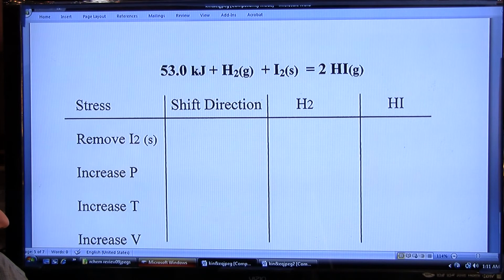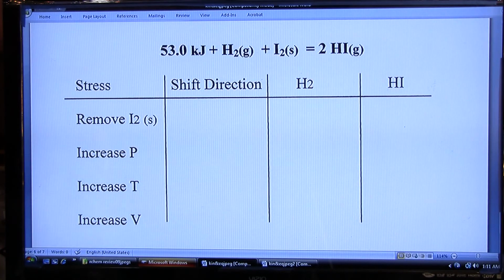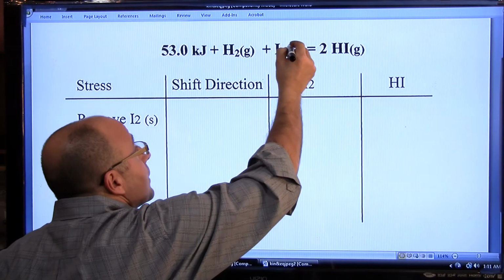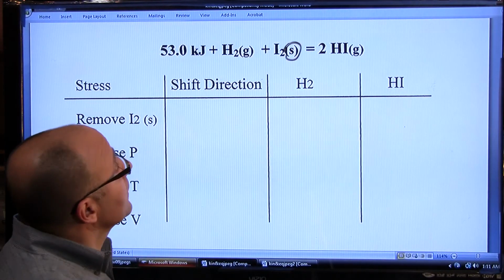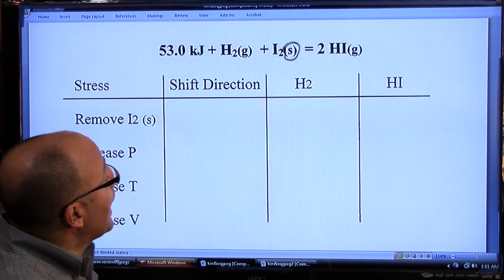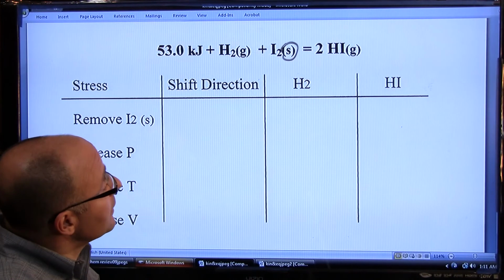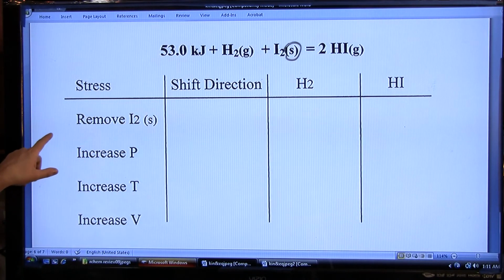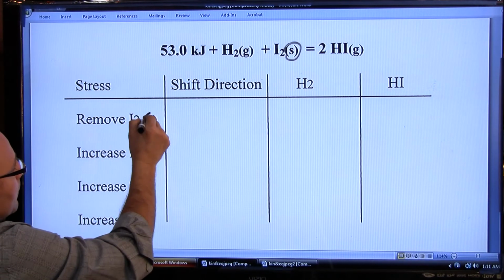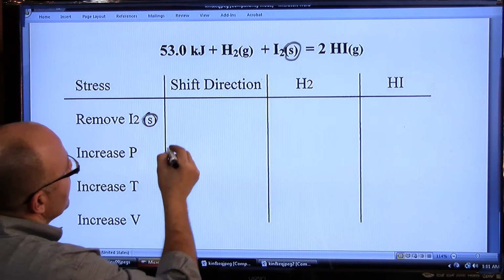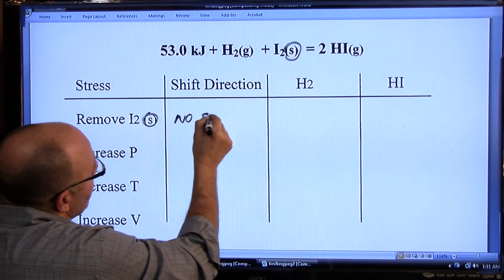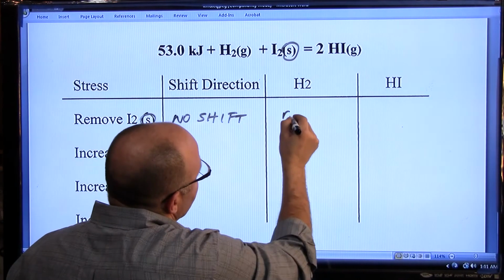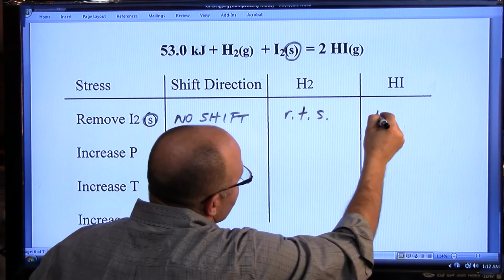Okay, so let's look at this reaction here. The first thing you want to note is the solid there, because that is a trap. Remember, adding and removing solids from a system that's reached equilibrium doesn't do anything. So that's why this first question here, remove I2 solid: because of solid, we get no shift. If there's no shift, then this remains the same. And so does this.